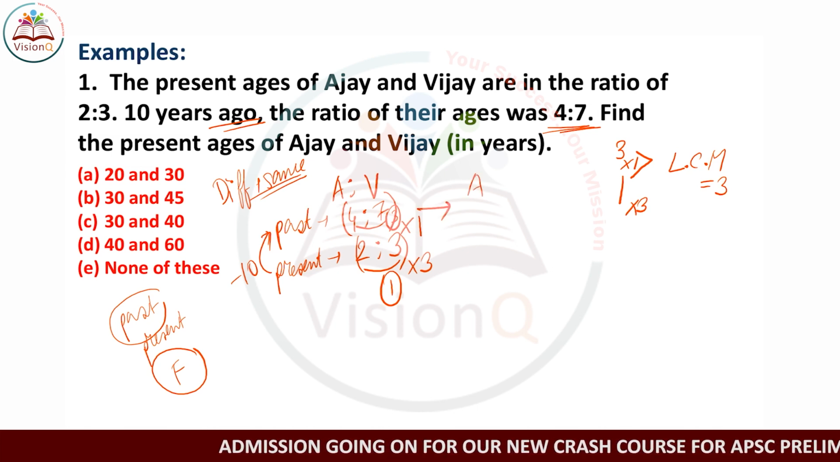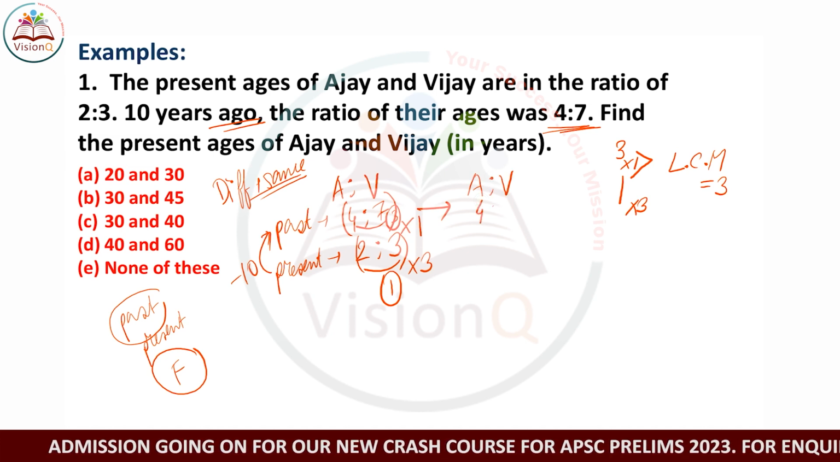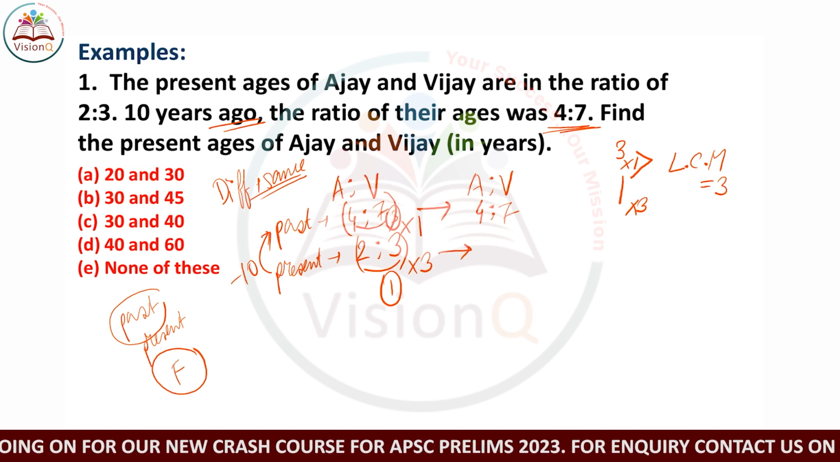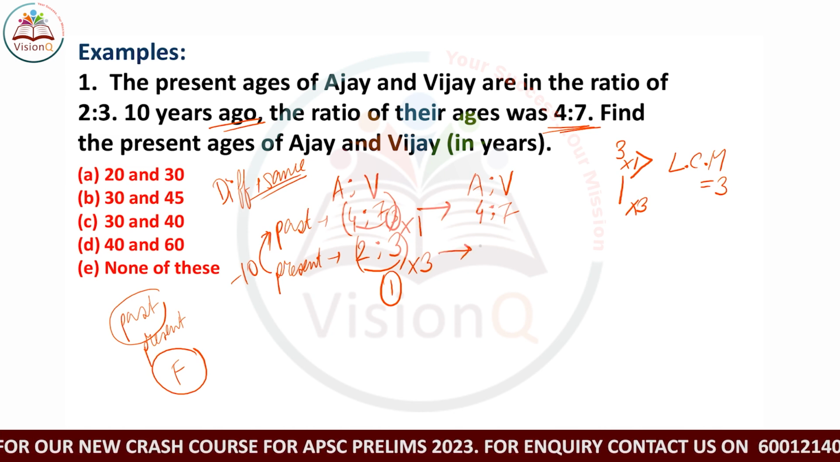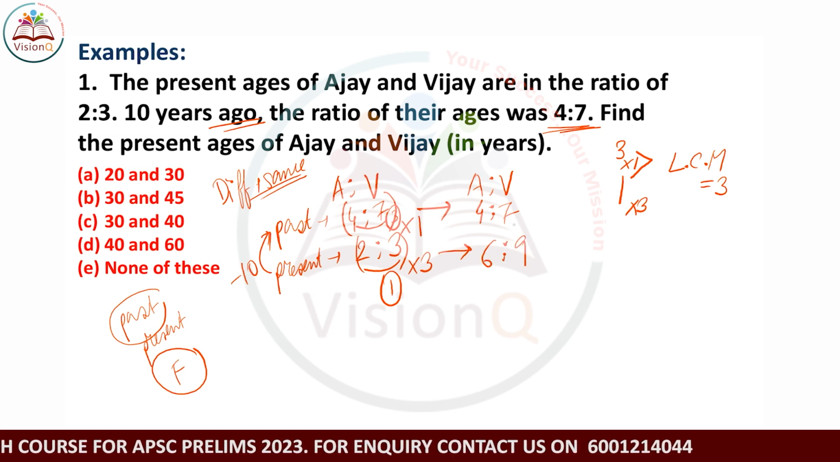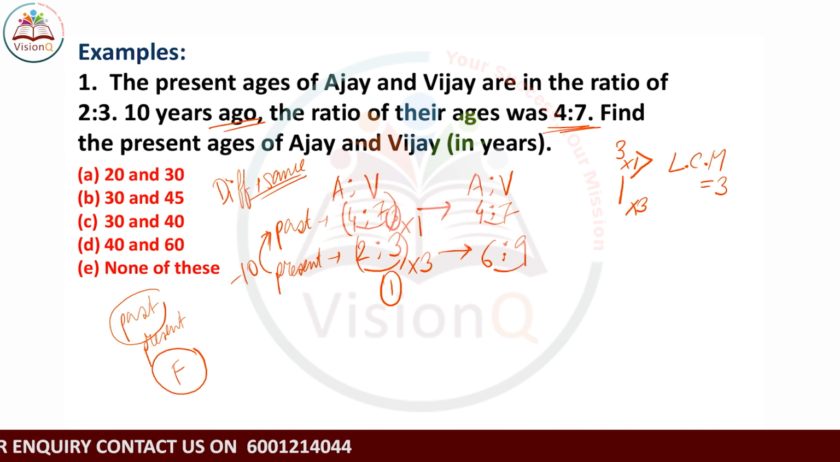Now, in the past, the age ratio was how much? 4:7 into 1. It becomes 4:7 only. Then 2:3, I have multiplied this 2:3 with 3. It becomes how much? 2 into 3 is 6 and 3 into 3 is 9. So, I can see here that the difference is the same. 7 minus 4 is 3. 9 minus 6 is 3. So, whenever this horizontal difference becomes the same, the vertical difference automatically becomes the same.